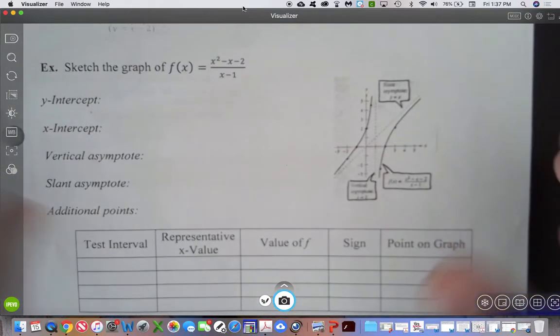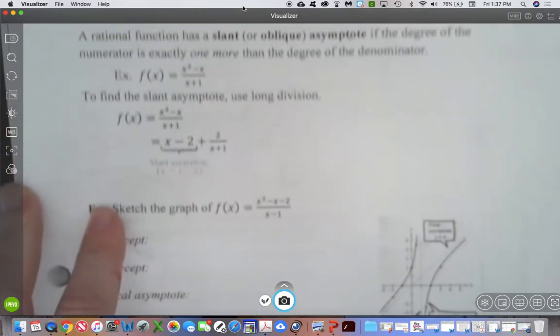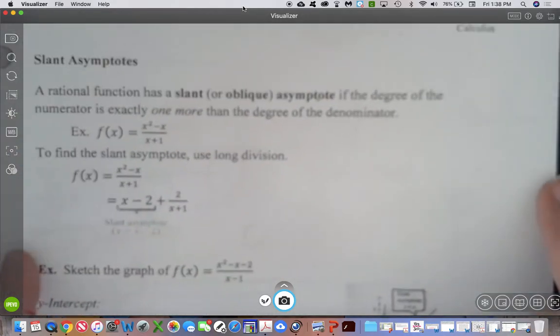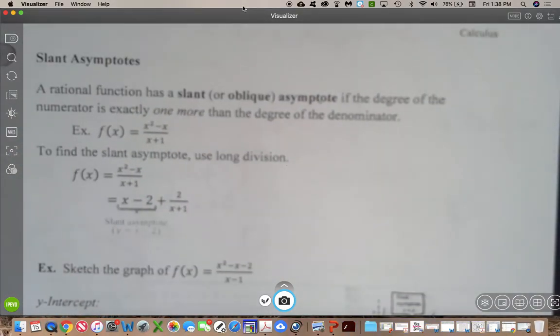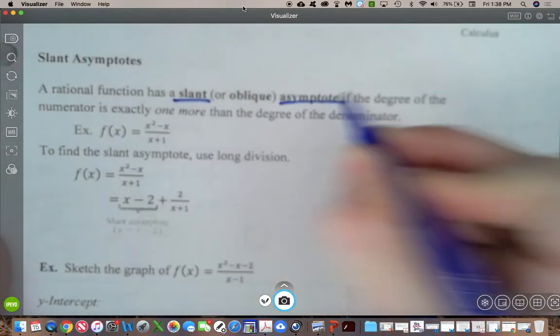All right, one more thing we have to talk about, which is a slant asymptote. So we've done HAs, we've done VAs, now we have to do slant. Okay, a slant asymptote is going to be like a sideways line.